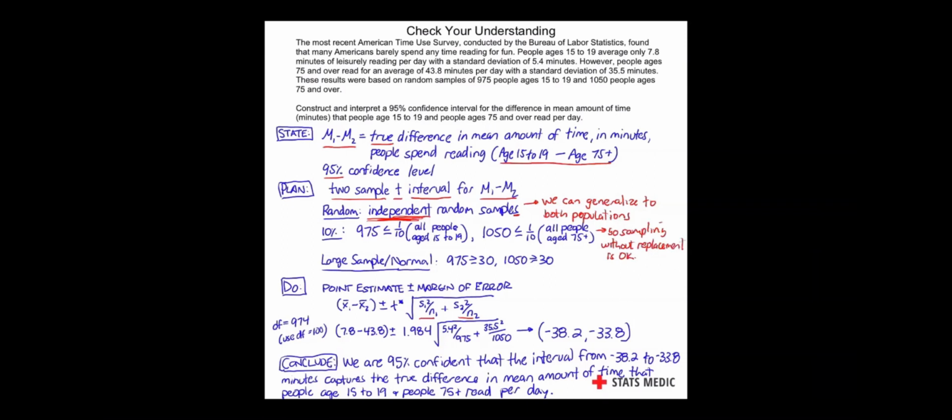And then finally, the large sample normal condition. Both of our sample sizes are very large here, much greater than or equal to 30. So by the central limit theorem, our condition is satisfied here. The so what on this one is about the sampling distribution. So we're going to say here, so the sampling distribution of x1 bar minus x2 bar is approximately normal.